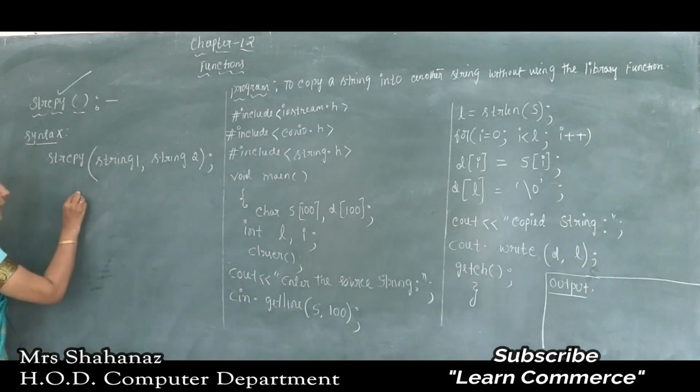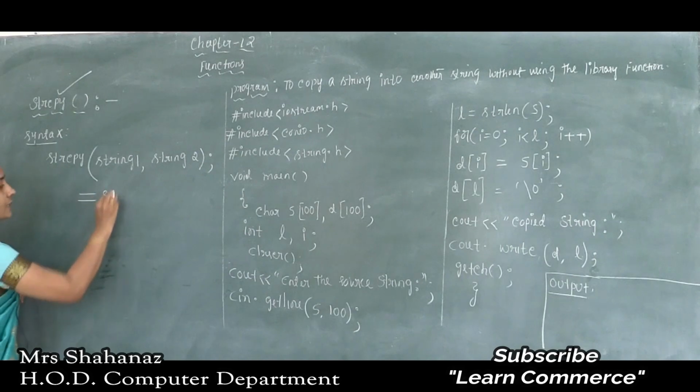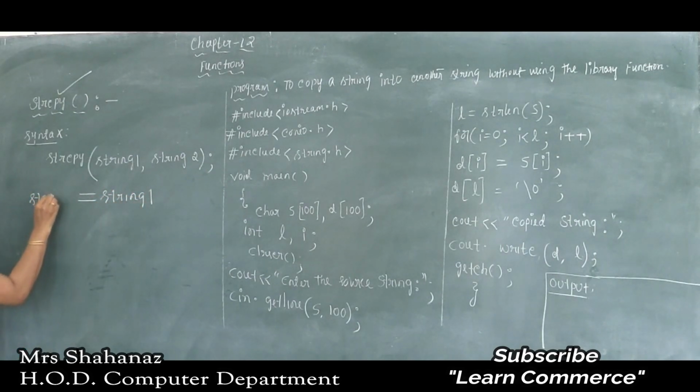So we can say that just by using the equal sign, it is possible to make a copy from one string to another string. Clear this point here? So from string 1 to string 2, it is possible to make the copy.